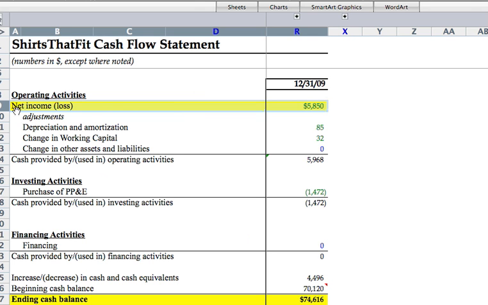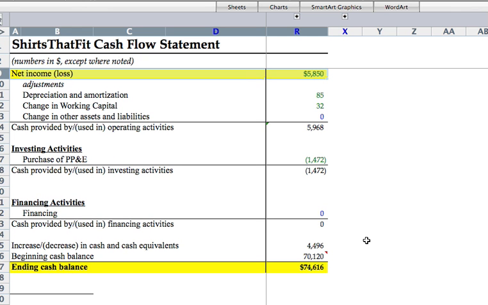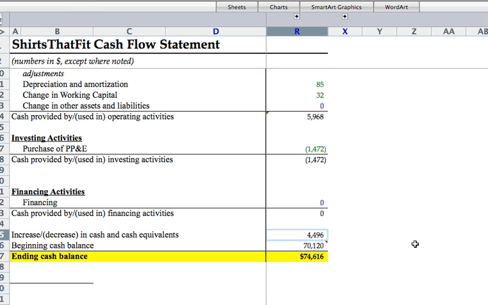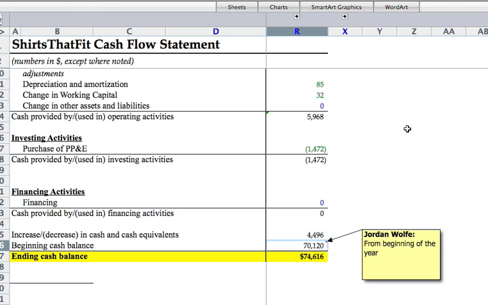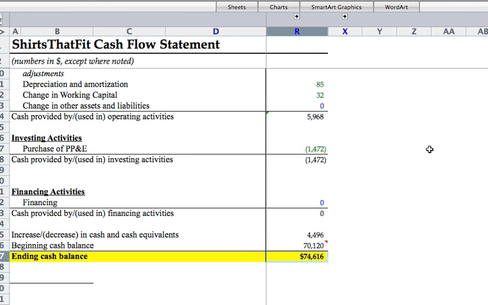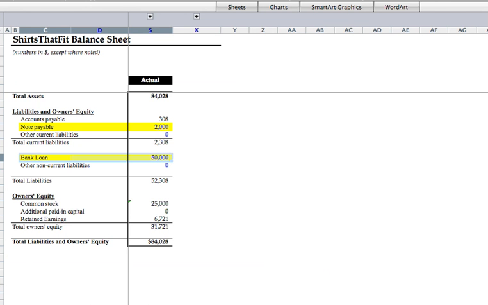As you can see below the net income level, there's a variety of non-cash adjustments as well as investing and financing activities that you have to take into account that will ultimately give you the cash flow in or out of the business. So let's go down here to where we see the increase and decrease in the cash and cash equivalents. So once you take into account what came in or out of the business for that period, and then you add or subtract that to the beginning cash balance, and then you arrive at an ending cash balance for this time period of $74,616.